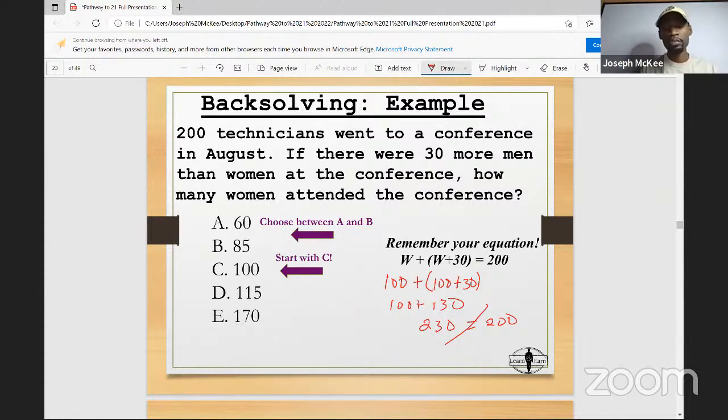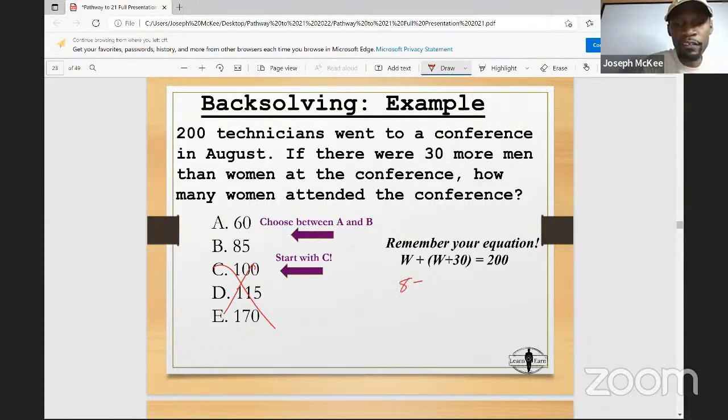So 100 gives us an answer that is too big. If that's the case, now we can get rid of C, D, and E, because D is 115 and E is 170. Those answers are too big. Now all we have to do is go back and choose one of the remaining 2 and plug it in. So we're going to use 85.